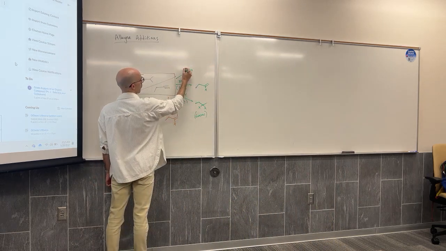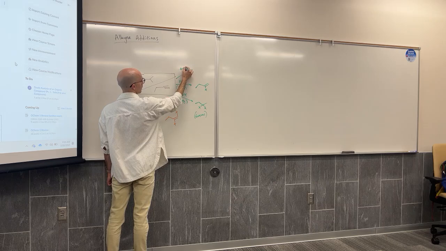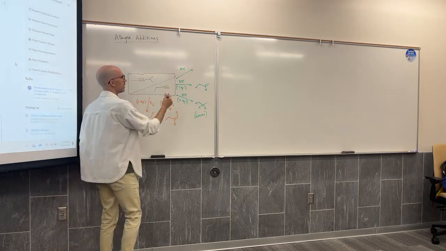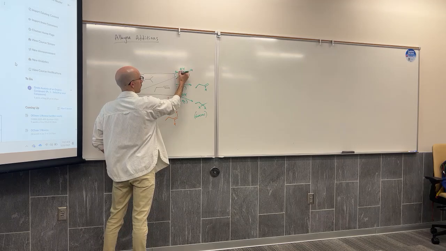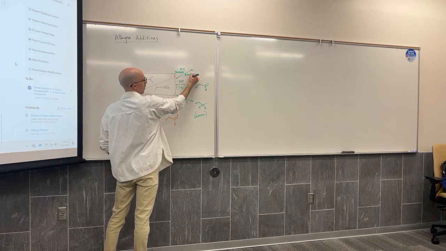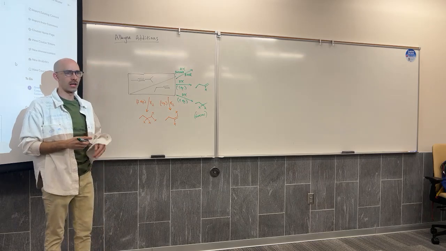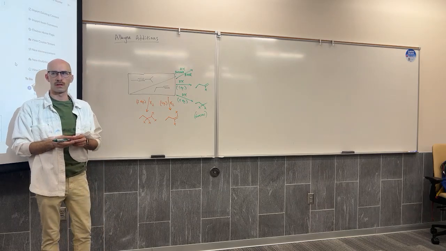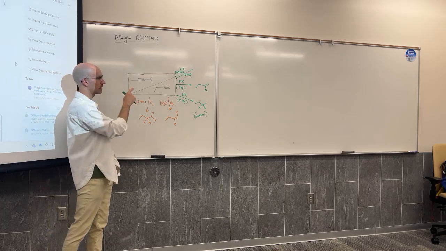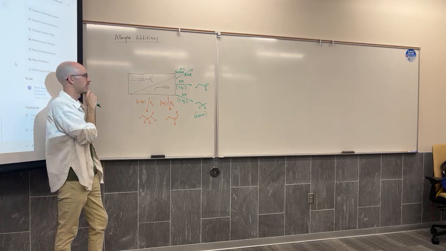The other condition that we'll consider is HX in excess, so two equivalences or more. I'm going to write that as excess, as well as with a peroxide, ROOR. One of the most common examples of peroxides that you would see here is the hydrogen peroxide reagent.